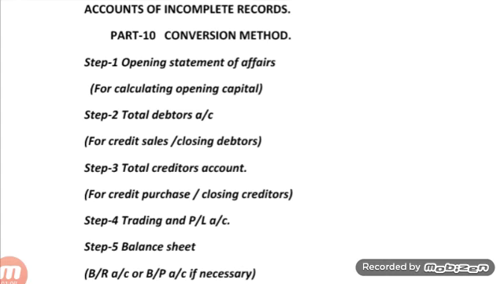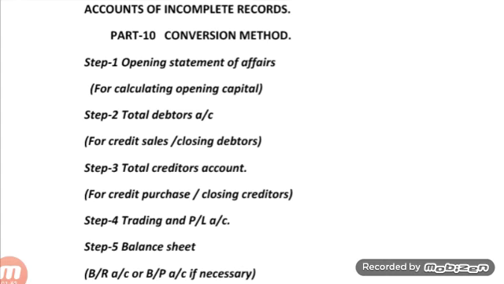Children, the information needed for preparing the final accounts is not directly available from the incomplete records. Hence, we need to find such missing figures by preparing relevant accounts. The first step is the preparation of the opening statement of affairs. By preparing it, we will get the amount of opening capital, which is necessary for the preparation of the balance sheet under the double entry system of accounting.